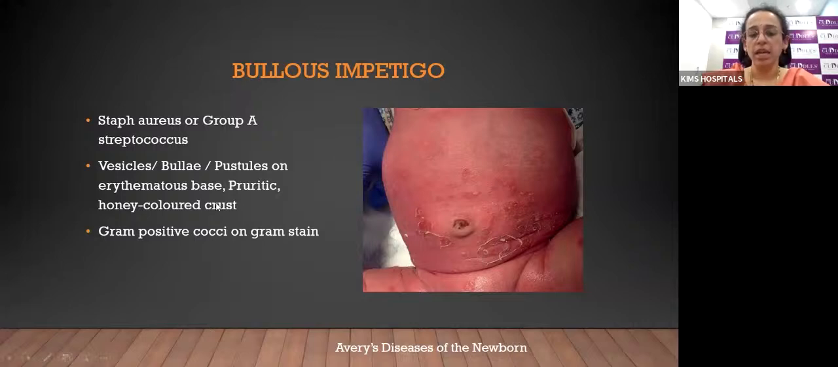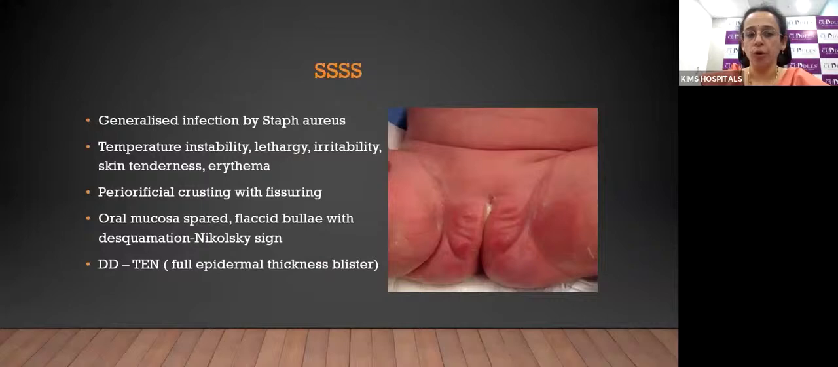So these appear as vesicles or bullae or pustules with an erythematous base. They are generally pruritic. They form a honey-colored crust. So if we do the gram stain from such lesions, we can see gram-positive cocci. So moving on to the next condition, here we can see erythematous lesion over the genitalia of this baby. So this is staphylococcal scalded skin syndrome. This is due to generalized infection by Staphylococcus aureus.